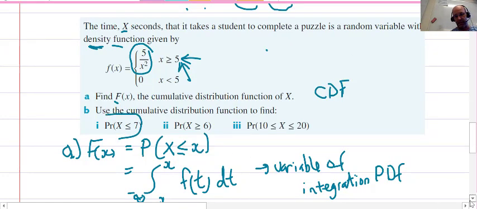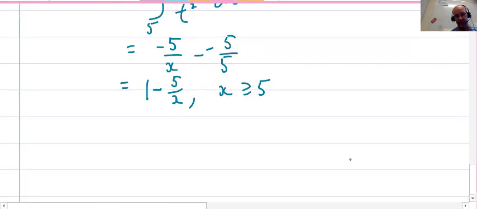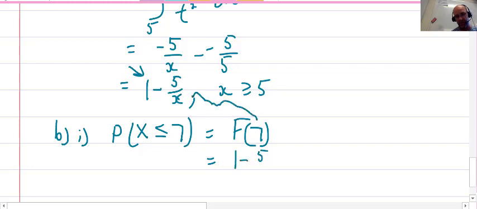X is less than or equal to 7. So let's do that one. X is less than or equal to 7. Okay, now in the density function, the CDF, the cumulative distribution function, that's the same as capital F of 7. Alright, now if we sub that into our function we've just generated, we have 1 minus 5 over 7, and that's 2/7.